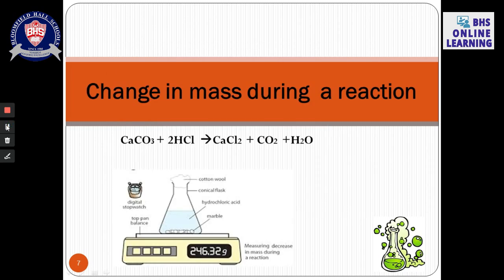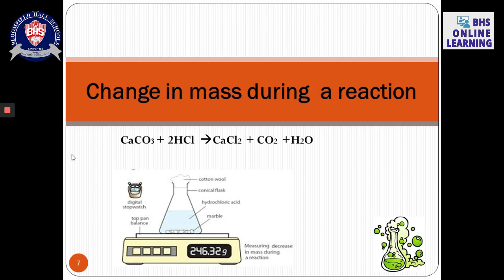This experimental setup is to find out the decrease in mass during a chemical reaction. The reaction is calcium carbonate, which is also known as marble chip, and these are solid pieces. Those solid pieces are reacting with hydrochloric acid and a gas is produced. That gas escapes from the cotton wool. So we can measure the decrease in mass on the electronic balance.